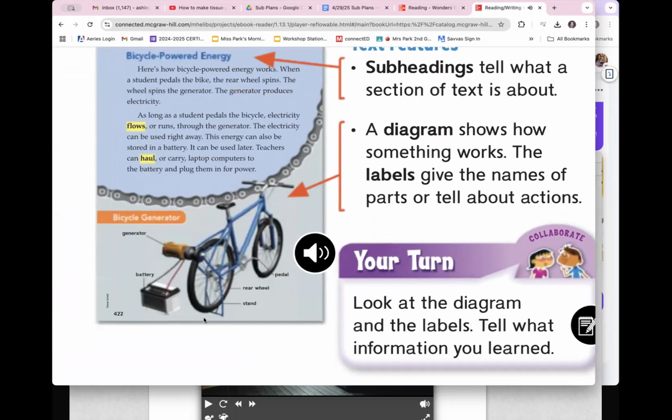So if you look at this diagram and the labels, tell what information you learned. So you guys can discuss that in class. Pause the video if you need to.